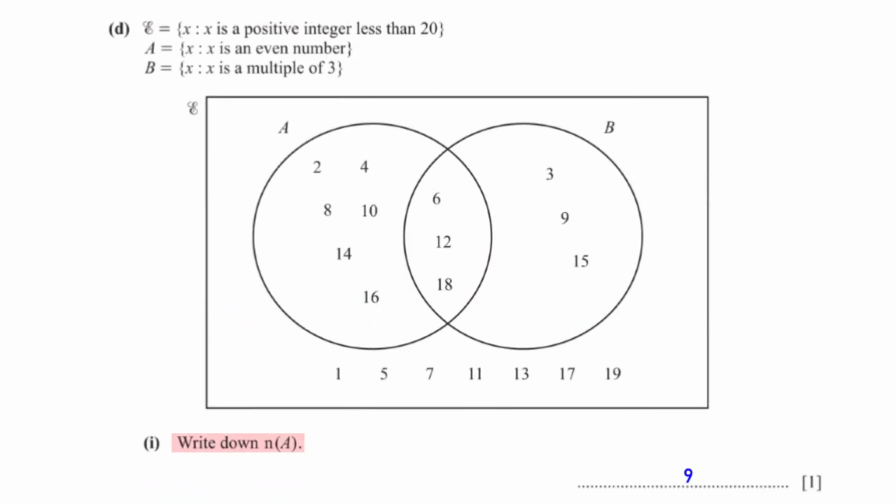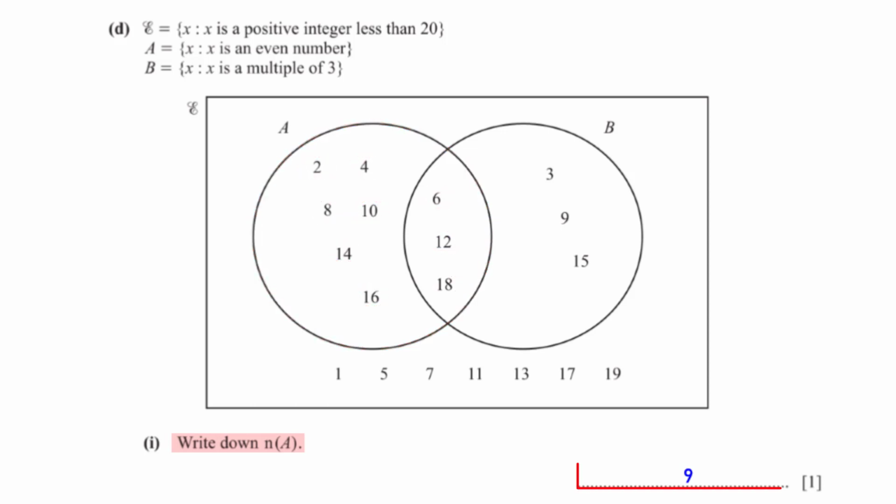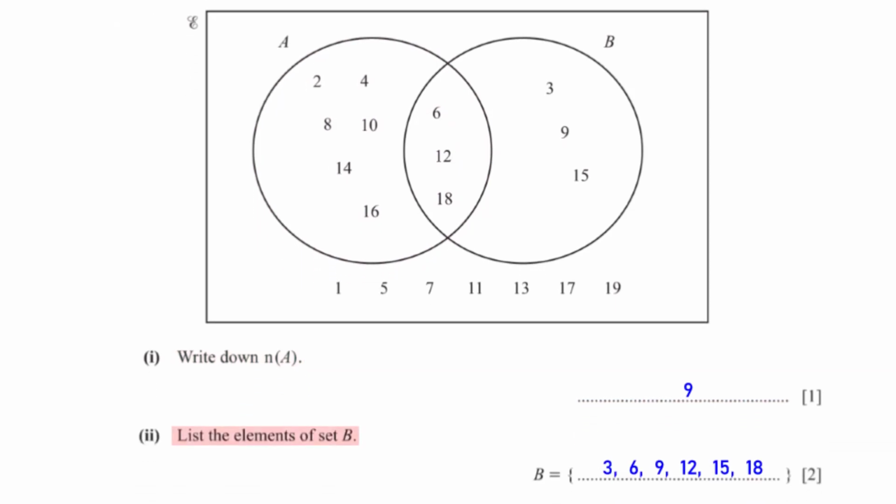Write down the number of elements in set A. The number of elements in set A is 9 in total. List the elements of set B. The elements of set B are 3, 6, 9, 12, 15, and 18.